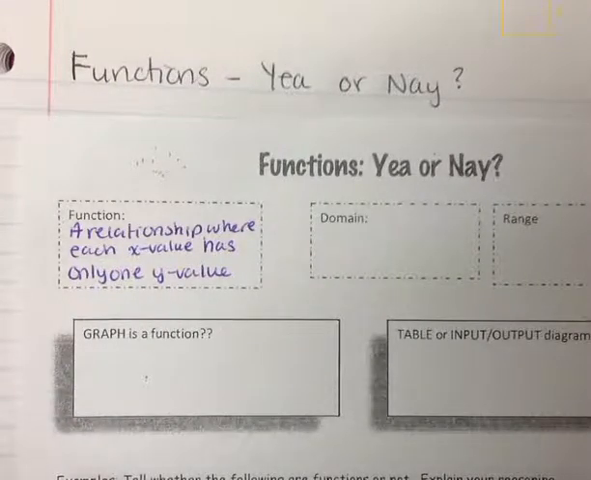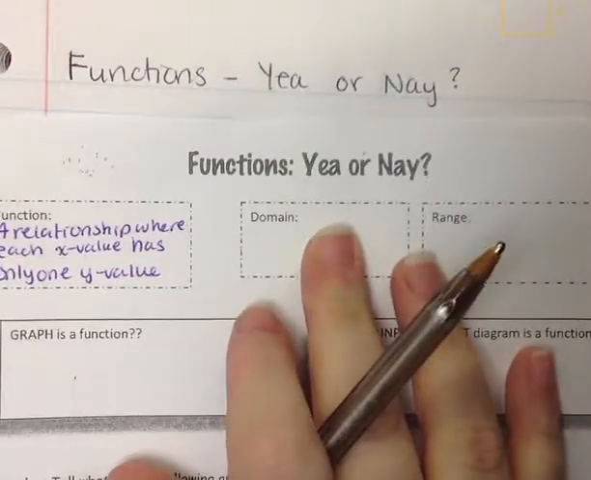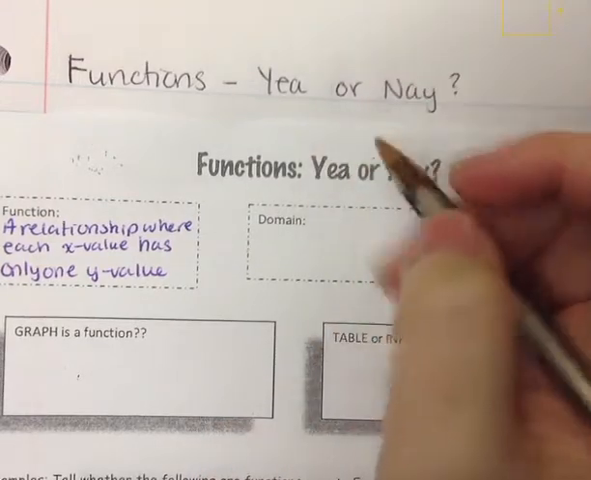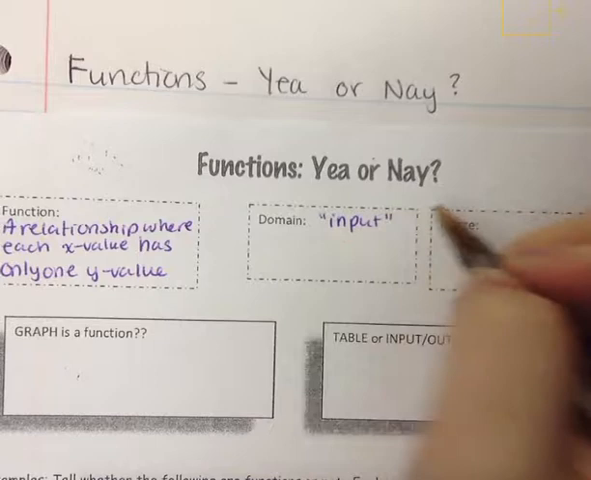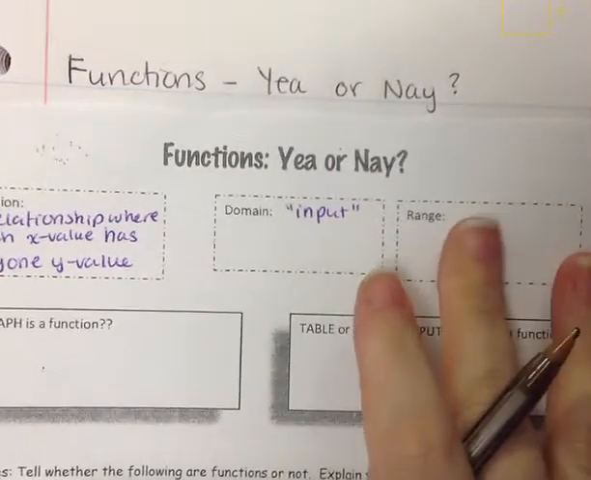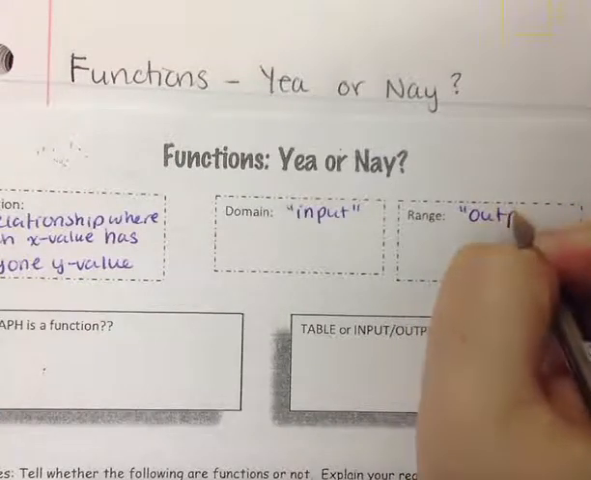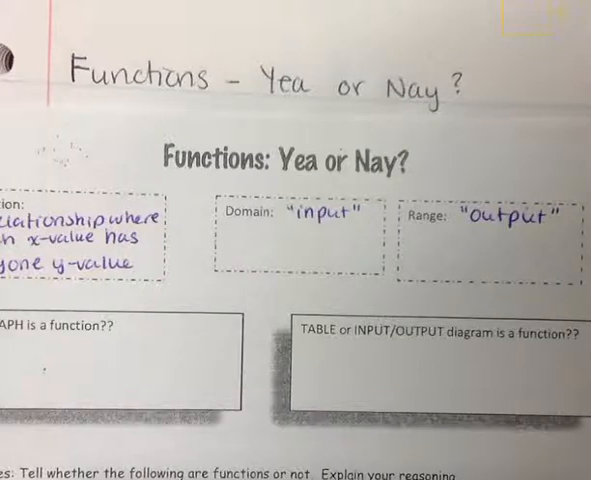We're going to be talking about domain and range. To remember what domain is, we know that domain is the x values. But we also need to know that domain is the input. It's what we are inputting, and the range is what we get for the output. With functions, we can plug in an x value and get out a y value to find the coordinate.